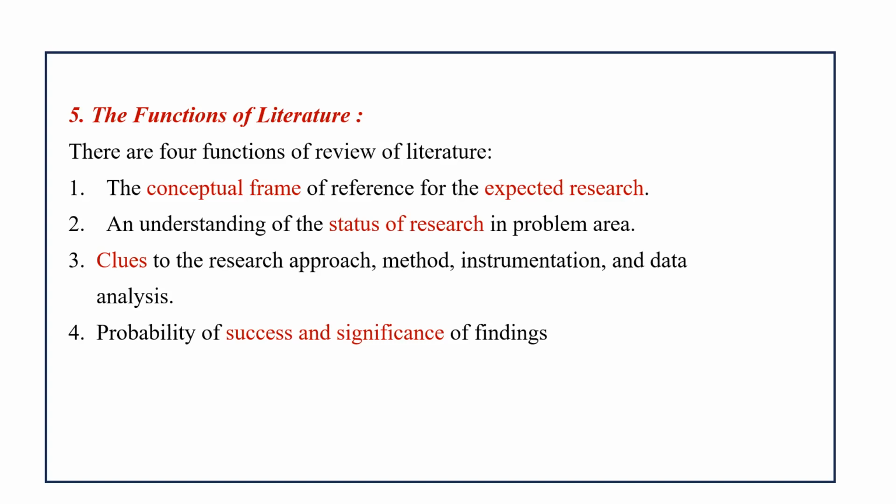Then it will also help in understanding the status of research. As I have told you already, when you do literature surveying from the first paper up to date, it gives you the status of the research problem on which you are thinking to do research, and accordingly you can decide on which aspect of this topic you can do the research. It gives all the clues: which methods, which instrumentation, what data will be collected, and how you will analyze that data. You get all this information just by doing a literature survey.